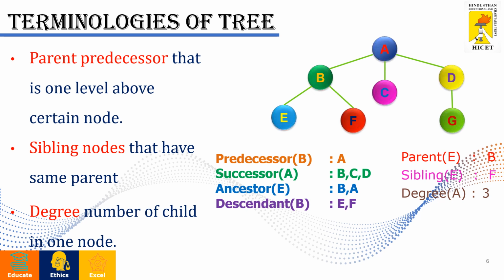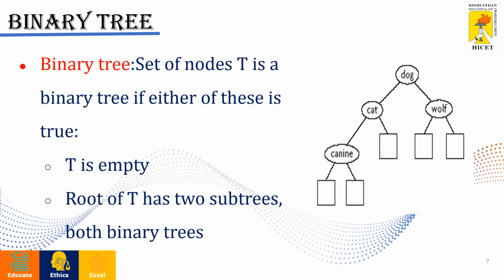Then the last one is degree. Degree is nothing but the number of children of a particular node. So here you can see C does not have any degree because C does not have any children. Degree of node B is 2. Degree of node D is 1. Degree of node A is 3 because A has 3 children. So degree is nothing but the number of children of a node.